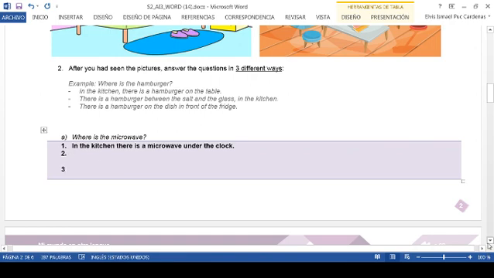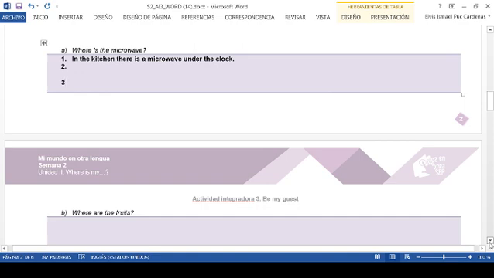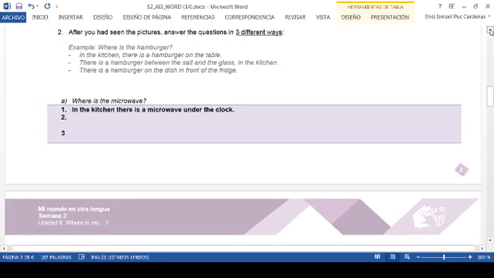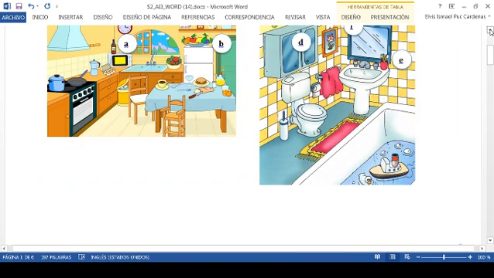Hay que responder en 3 formas. Entonces tienen que dar 3 enunciados. Where are the fruits? The fruits are, and then you say, next to the salt, on the table, next to the fridge.